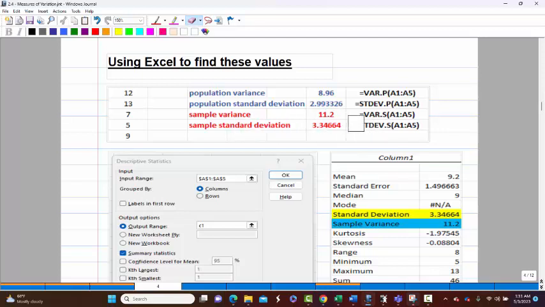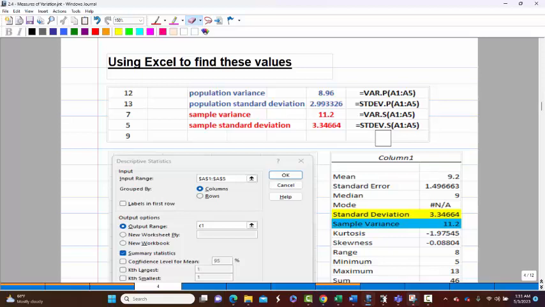Sample variance, var.s, S for sample, that makes sense. A1 to A5 gives 11.2. And just like the population, to get the standard deviation for the sample, I could just square root it, but I don't need to, because I can just use this command, stdev.s, A1 to A5. So I think that's real convenient.